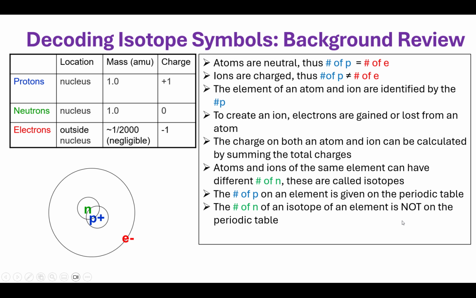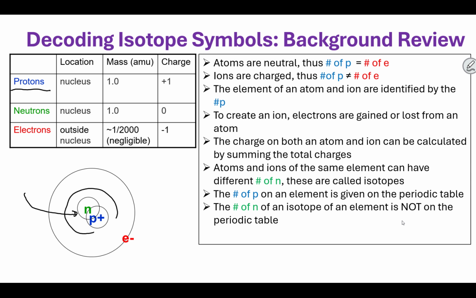This should be review, things we know, but I want to bring this information to the forefront of your minds. And that is, what are the subatomic particles? So what does every atom have? Every atom has protons, and they're located in the nucleus.